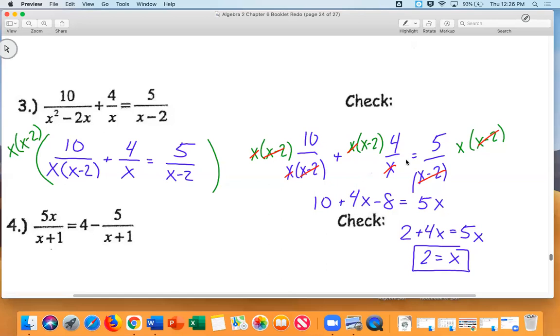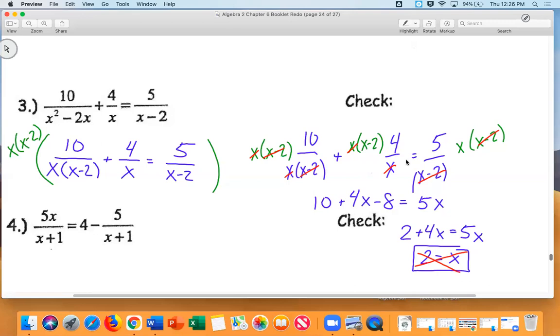And then that's our last step. Once we have the answer, we have to plug it back in. Did it work? No, it didn't work. It's extraneous, okay? It doesn't work because when I plug 2 in, I have 2 minus 2, that's 0. So this actually doesn't have a solution, okay?